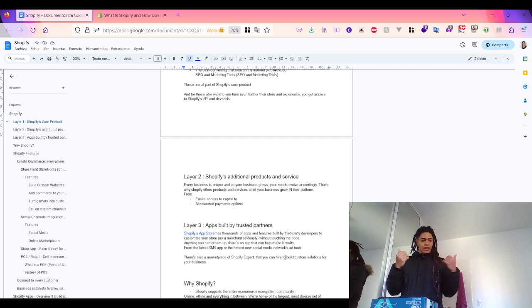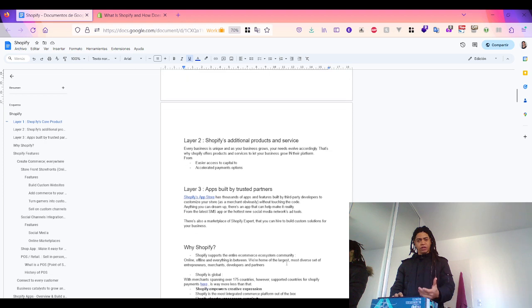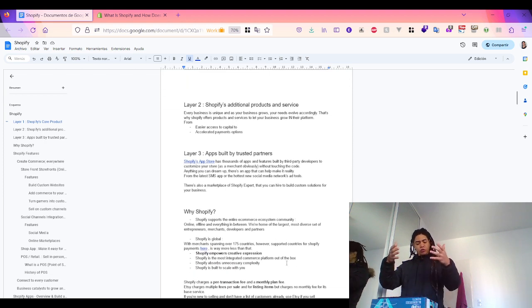So from the latest SMS chat app to the hottest new social media platform ad tools. And you can also go with a Shopify expert that allows you to build these extensions, or you can go by yourself. And when it comes down to understanding the reason, according to them, of why Shopify, allegedly this has one of the largest e-commerce communities that spans over 175 countries.